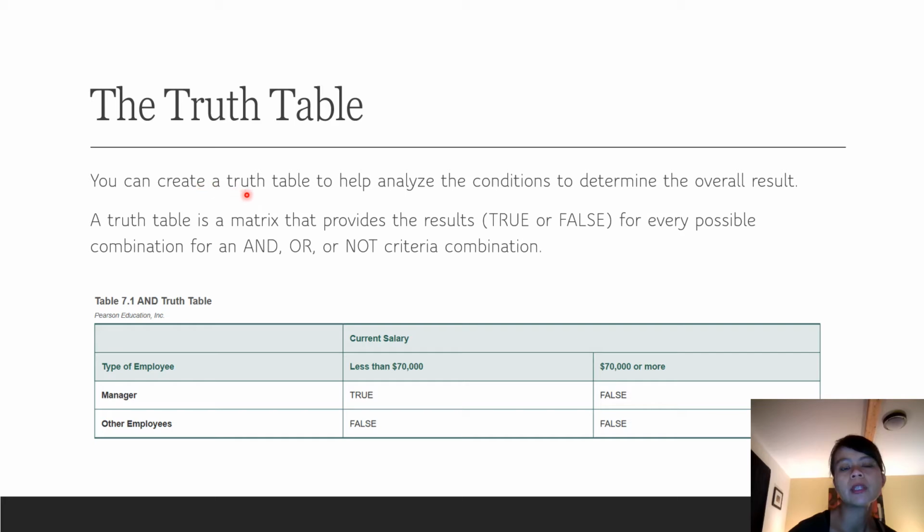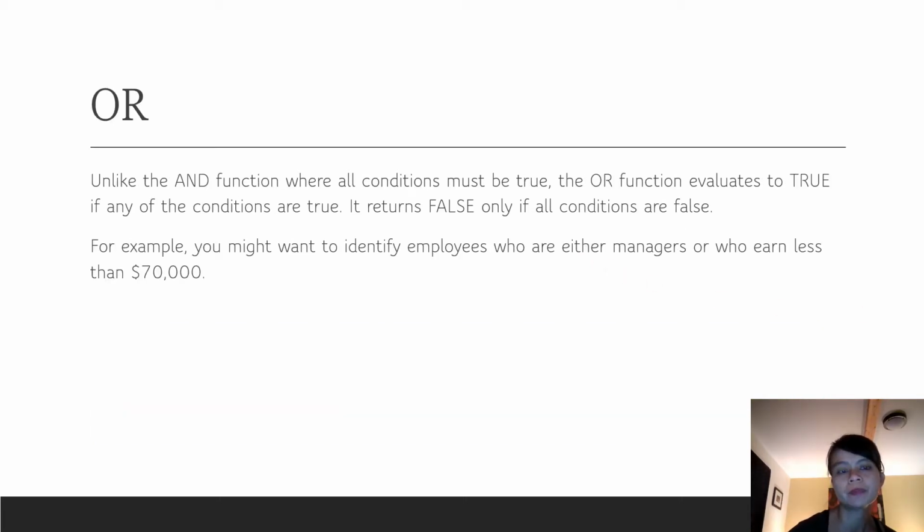You can create a truth table to help analyze the conditions to determine the overall result. A truth table is a matrix that provides the results, like true or false, for every possible combination of AND, OR, and NOT criteria.